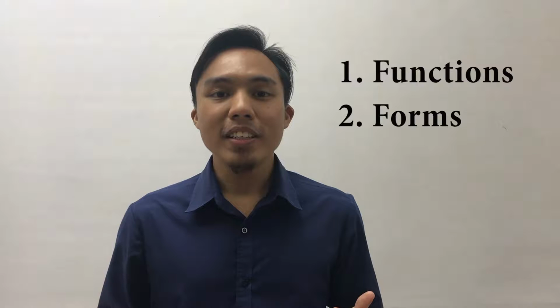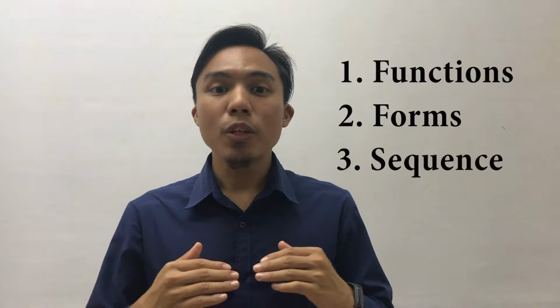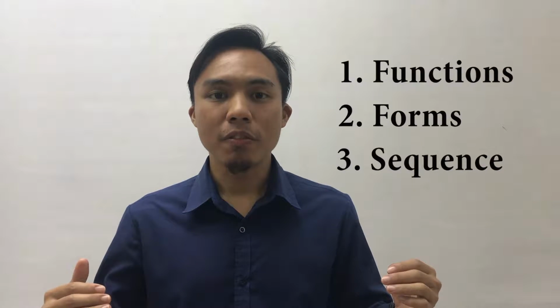Now you know the functions of adjective, the forms of adjective, and last but not least, I will teach you the sequence of writing adjective. What does it mean? It means if you have more than one adjective. For example, this book. This is a black book. So the adjective is black because the color of the book is black. So this is a black book.